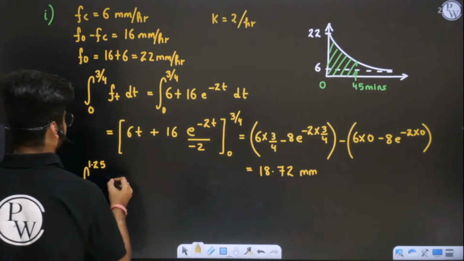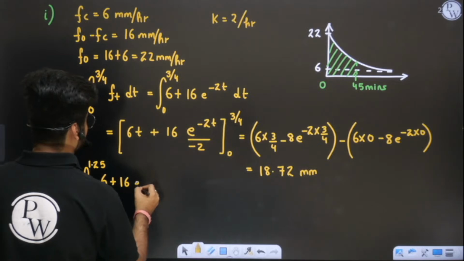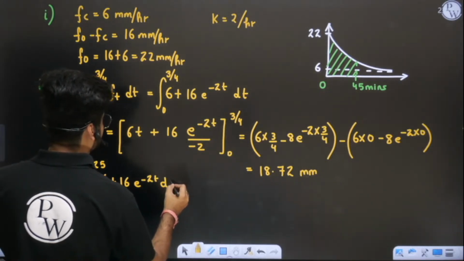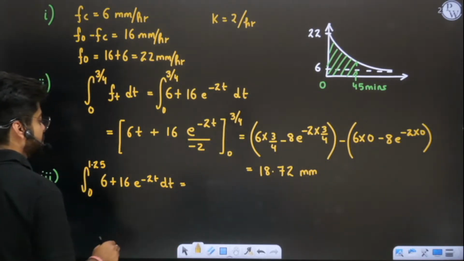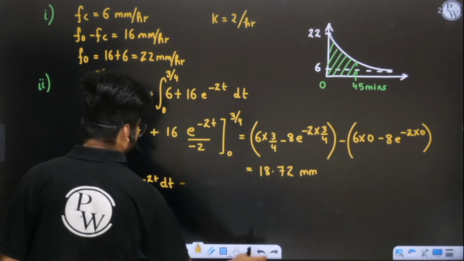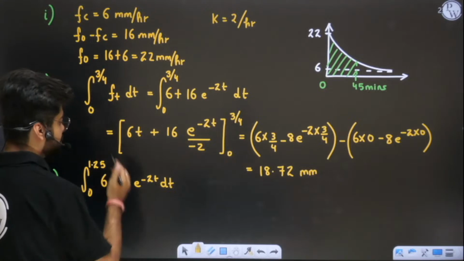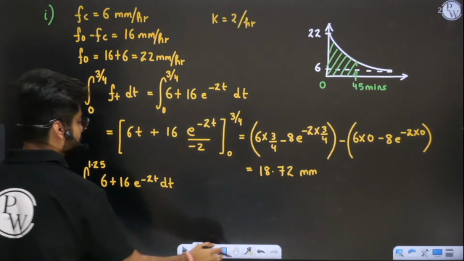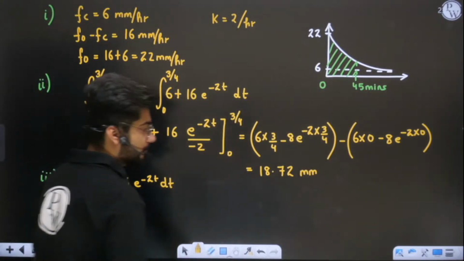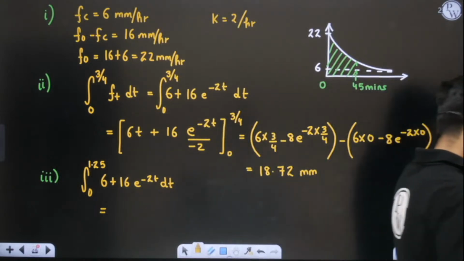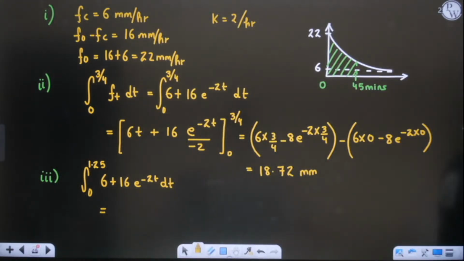So the integral is 6 plus 16 e power minus 2t dt. How much value are you getting here? Solve it, I am not going to solve it again. I think you can solve it from here. So what value are we getting here?